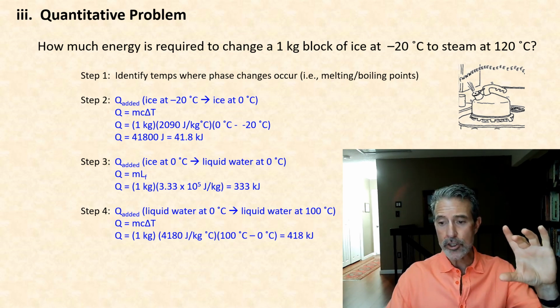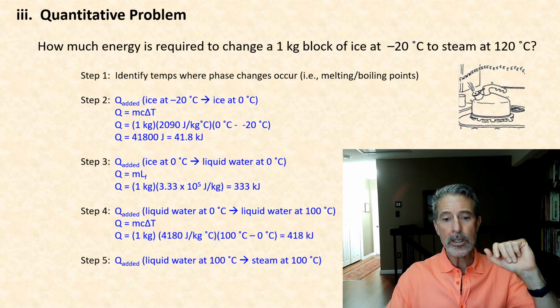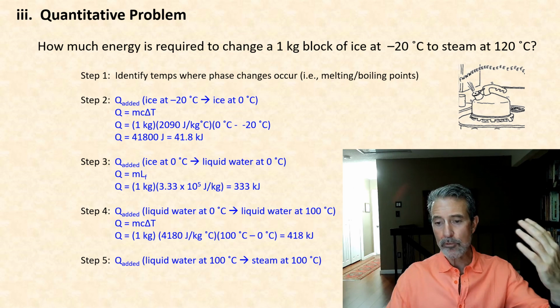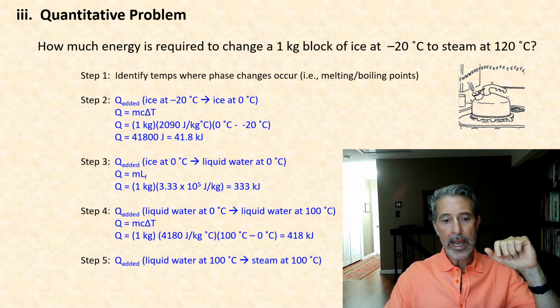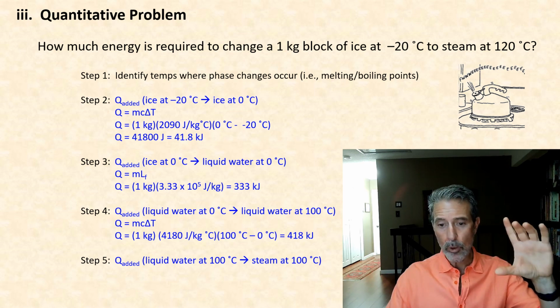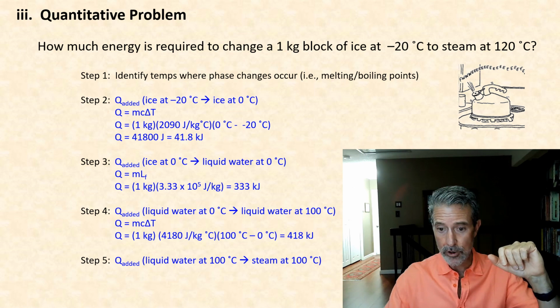We're talking about a temperature change here of 100 degrees Celsius. When we do the number crunching, it turns out to be about 418 kilojoules. And the next step then, once we have the liquid water at the boiling point temperature, we need to turn that to gaseous water at the boiling point temperature.